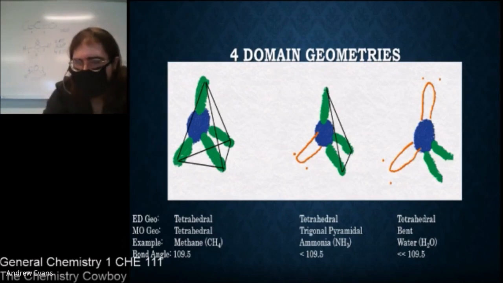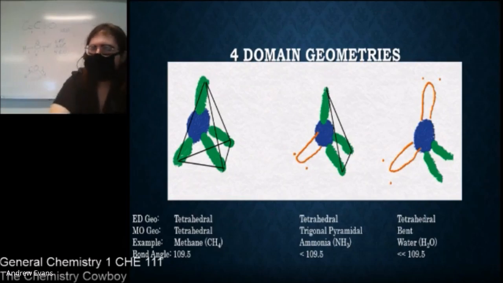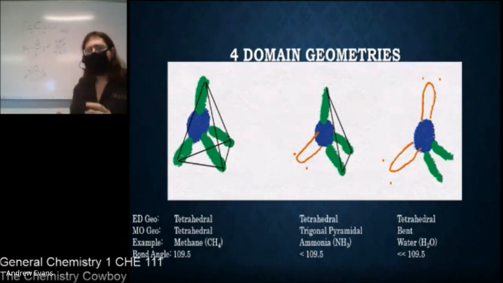Now, NH3. We draw NH3, you'd have three hydrogens coming off, one lone pair. So there's still four electron domains. It's still tetrahedral. But because of one of those being a lone pair, it doesn't have a tetrahedral shape. It isn't a four-sided dice. It's like a squat triangular pyramid.